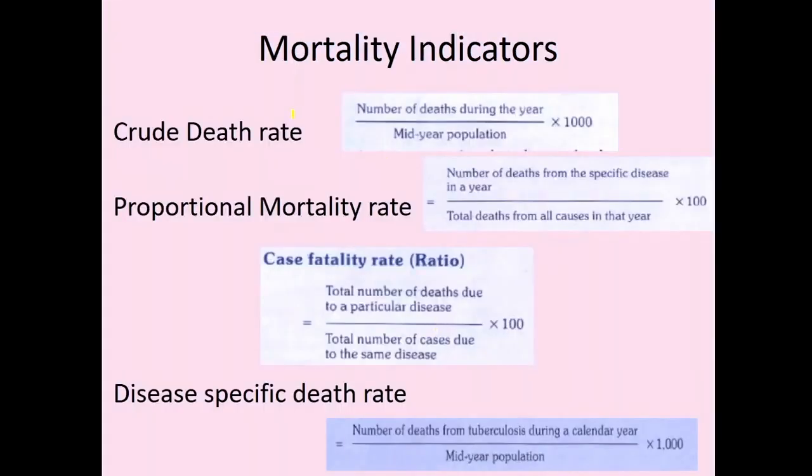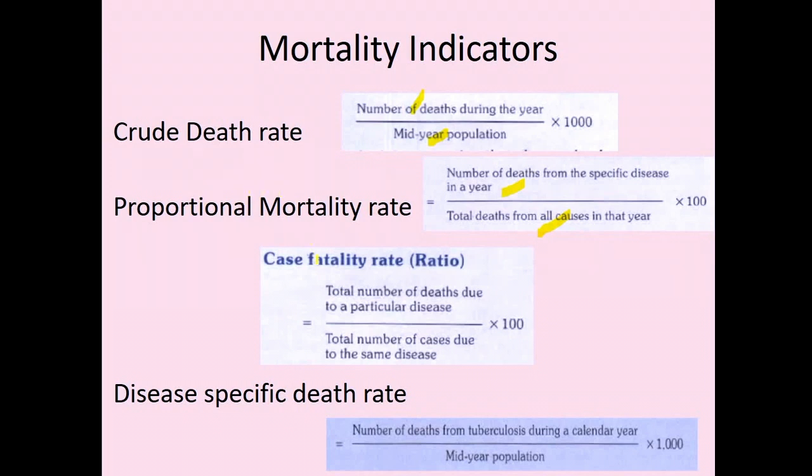Mortality indicators. Crude death rate, which is given by the formula number of deaths divided by mid-year population. Proportional mortality rate is given by the formula number of deaths from the specified disease divided by total number of deaths of all causes. So it is the proportional mortality rate. Out of the total mortality, how much proportion is due to that particular disease is called the proportional mortality rate.